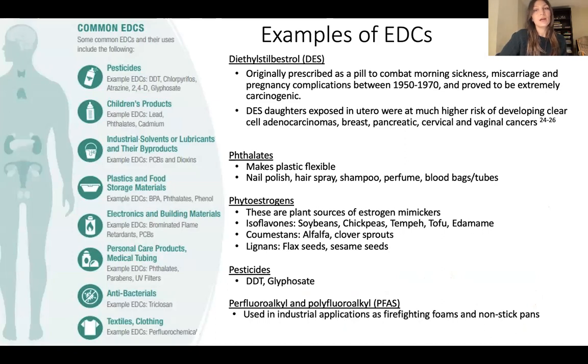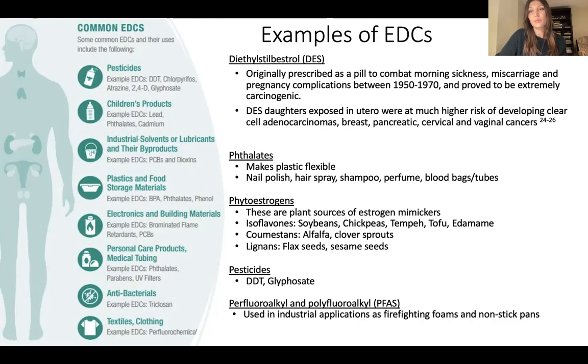So this was originally prescribed as a pill to combat morning sickness and to mitigate pregnancy complications between 1950 and 1970, and it proved to be extremely carcinogenic. So it's DES daughters, so the daughters of women that were prescribed this and who were exposed in utero were at much higher risk of developing clear cell adenocarcinomas, breast, pancreatic, cervical, and vaginal cancers as a result of exposure to diethylstilbestrol during gestation. So another example of endocrine disruptors are phthalates.